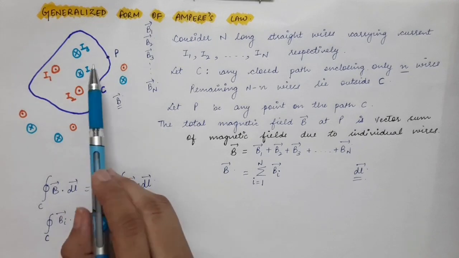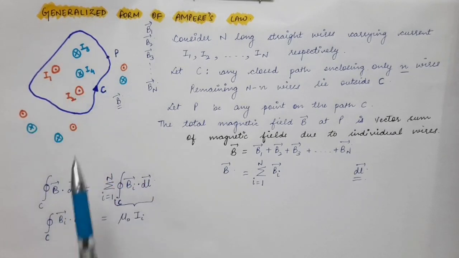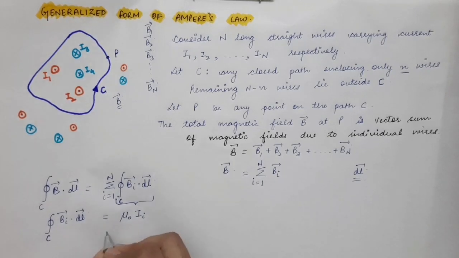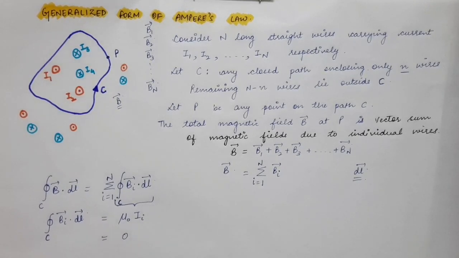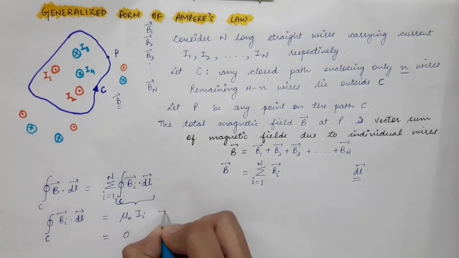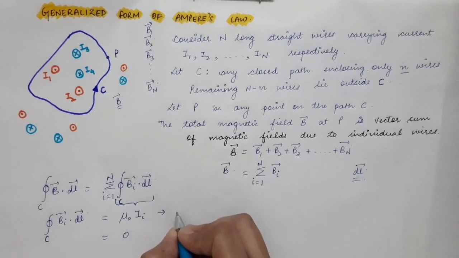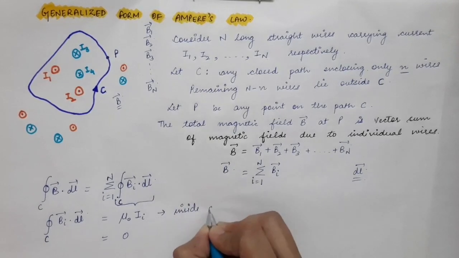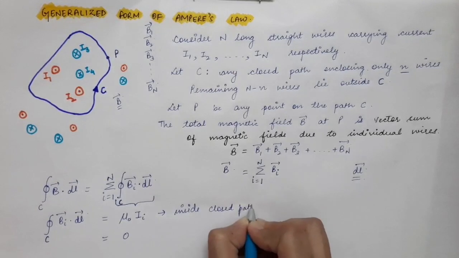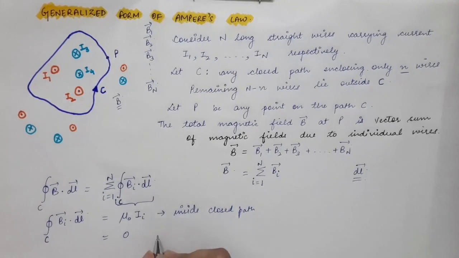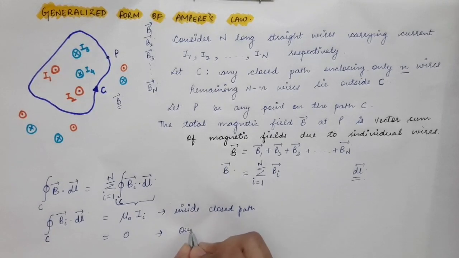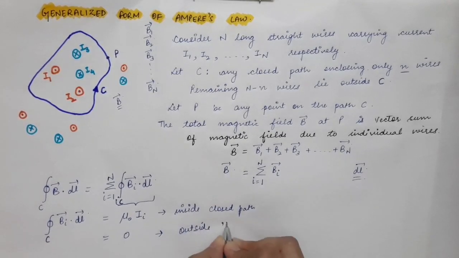So if the ith wire is present inside the closed path, then this line integral over this magnetic field due to the ith wire will be given by mu naught times the current which is flowing in that wire. But this integral will be equal to 0 if the wire is lying outside the path. So this is the equation. This will be the line integral when the wire is lying inside the closed path, whereas this line integral over the magnetic field will be equal to 0 when the wire is present outside the closed path.